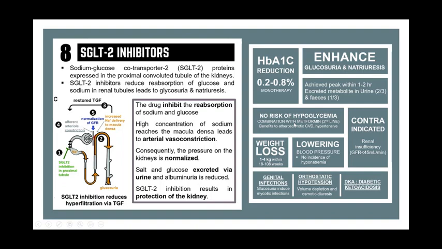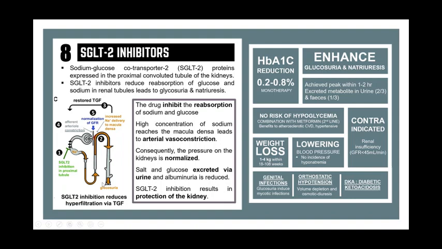However, SGLT2 inhibitors are contraindicated for patients with renal insufficiency, with GFR less than 45 ml per minute. However, they may be very useful without regard to diabetes duration because their action is independent of beta cell function and insulin secretion.